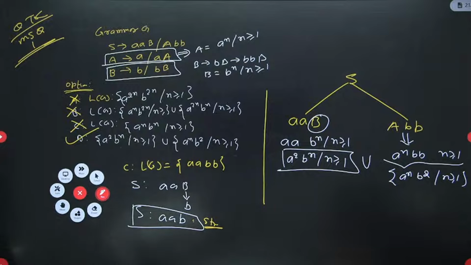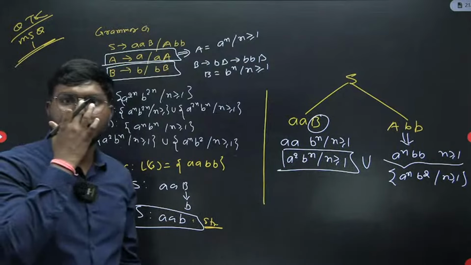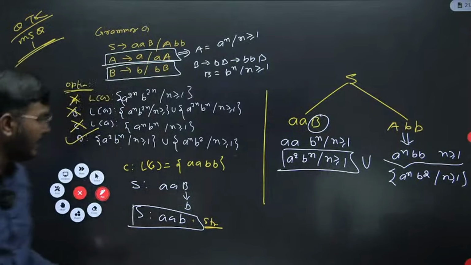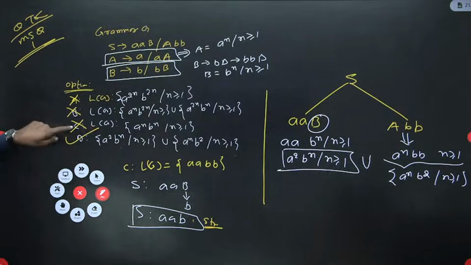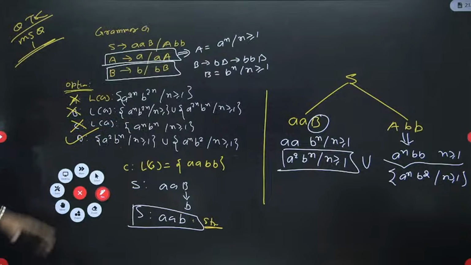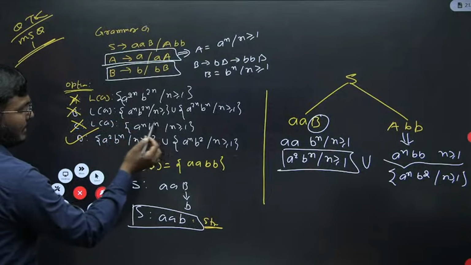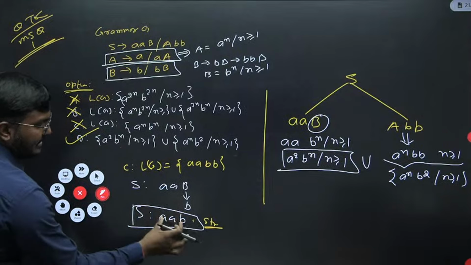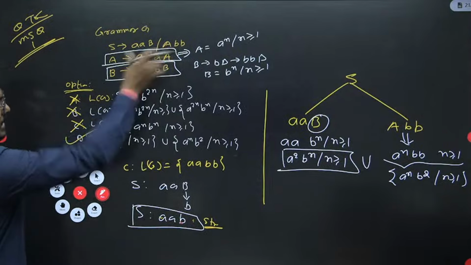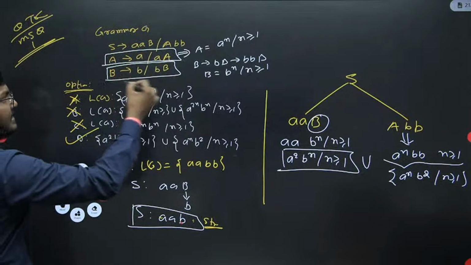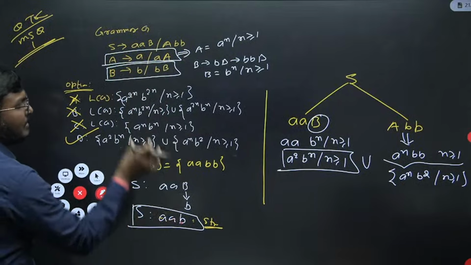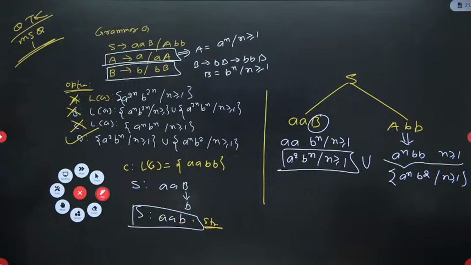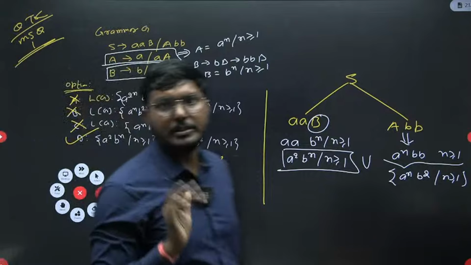Option C is incorrect here, Baba. Whatever language we have in option C, a to the power of n, b to the power of n, this language is not generating the string AAB, but this string is generated by the given grammar. It means some strings generated by the given grammar are not covered by the option C language. That's why option C is incorrect. Understood?